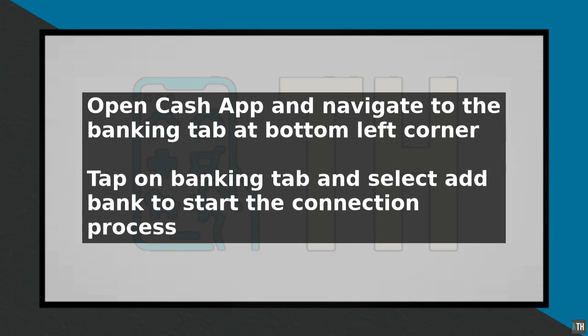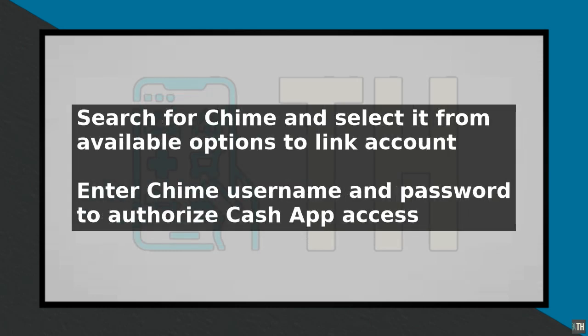So type in Chime and select it from the list of available options. You will be redirected to a page where you can link your Chime account using your Chime login credentials. Enter your Chime username and password, and then authorize Cash App to access your account. Once you have successfully linked your Chime account, you will be able to add your Chime card to Cash App.